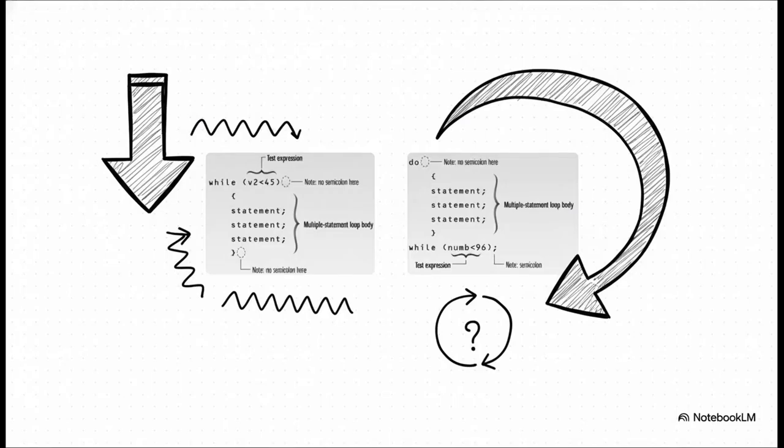And you can see the difference really clearly when you put them side by side. On the left with the while loop, the condition check is up at the front gate. But look at the do-while loop on the right. The check is at the very end. It runs the code in the do block first, and then it looks at the while condition to decide if it should go again. That's the entire secret, right there.